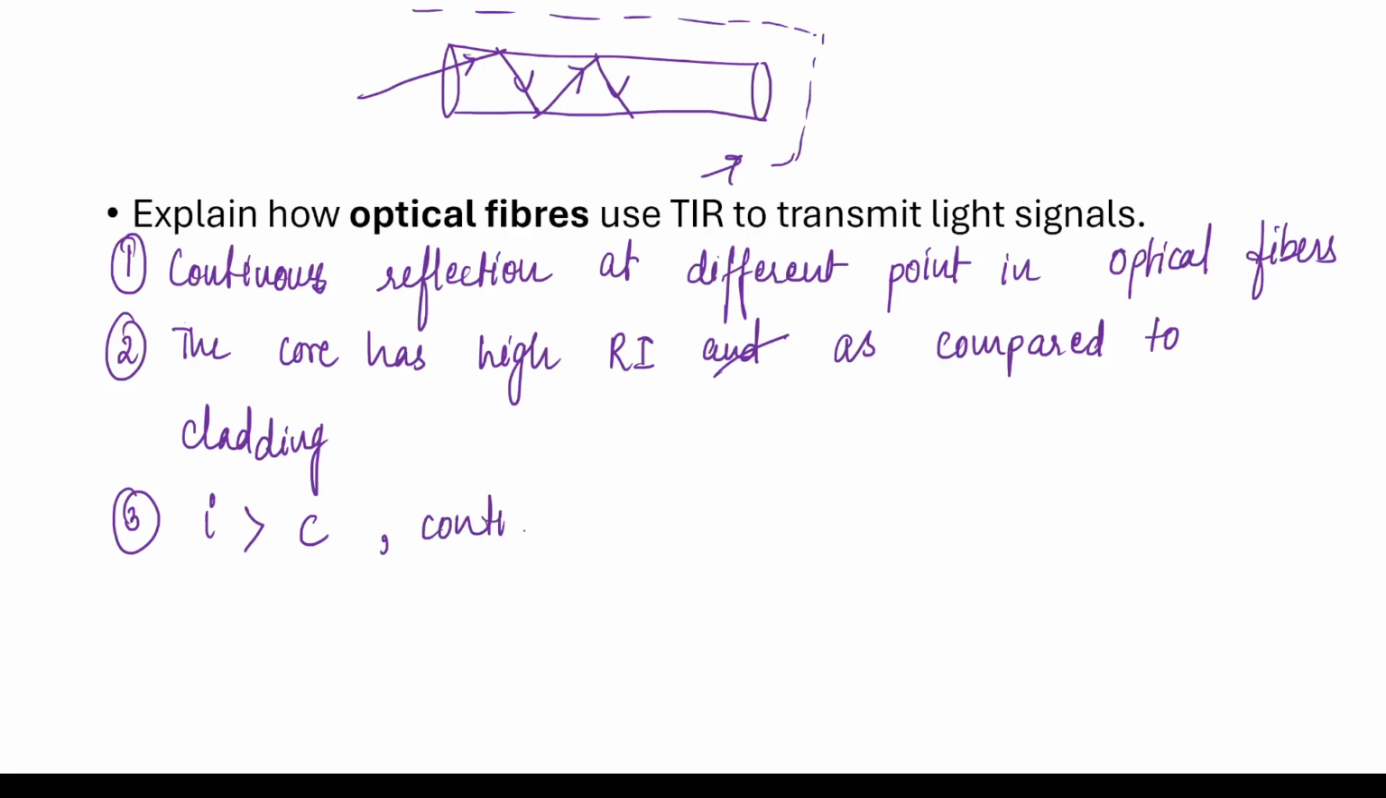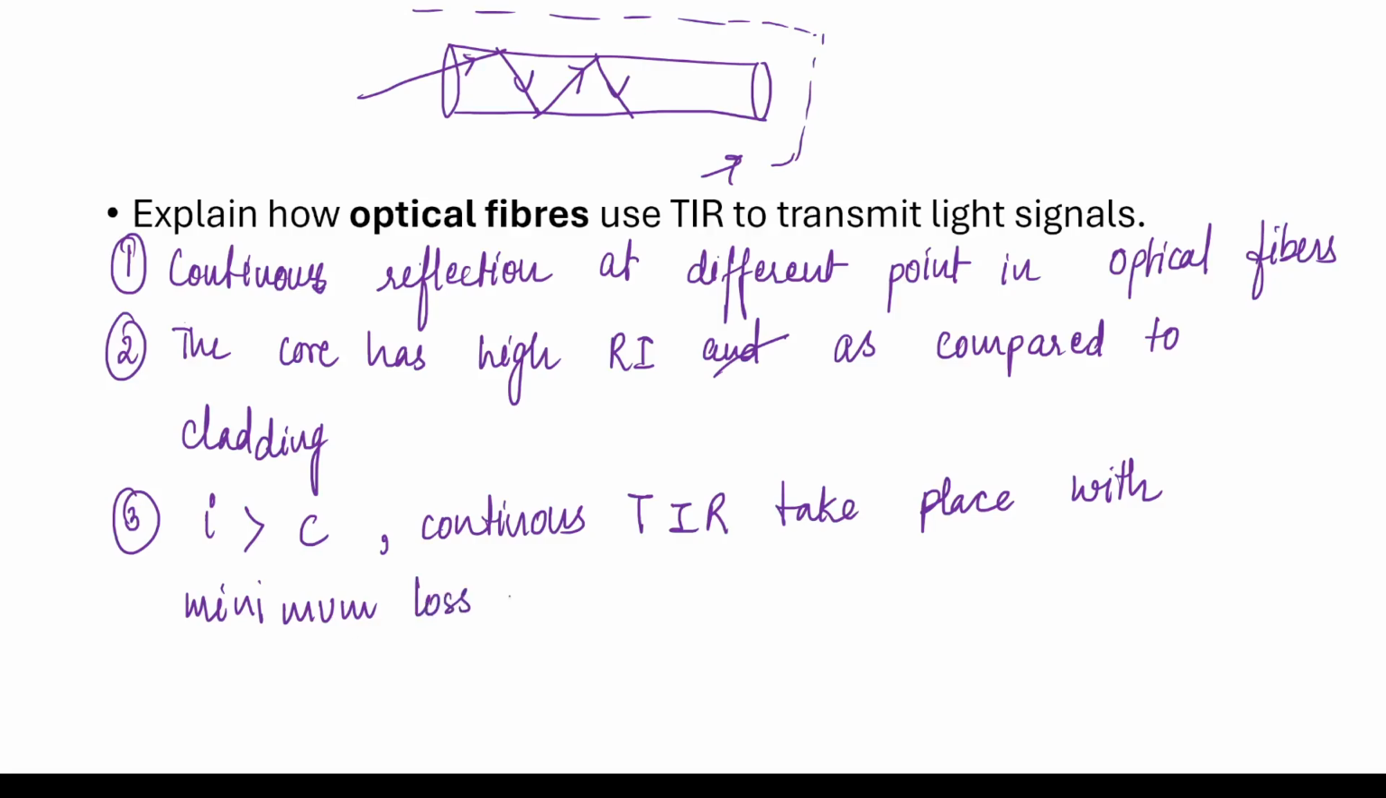continuous total internal reflection takes place with minimum loss of energy. There will always be a loss of energy. You cannot make it zero. No process can ever be 100% efficient, so with minimum loss of energy.